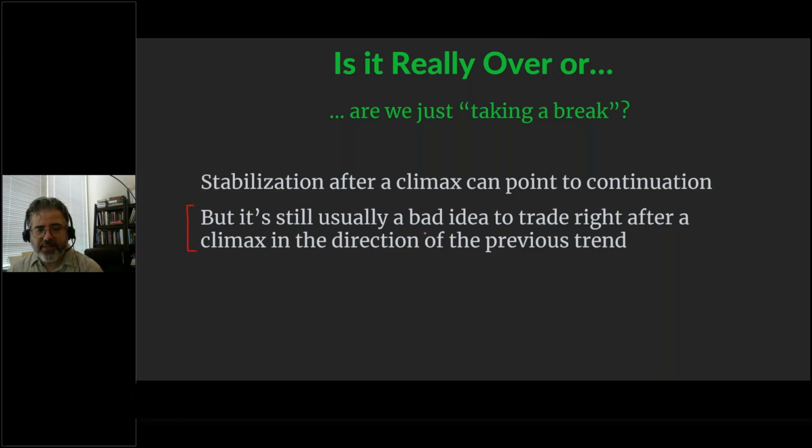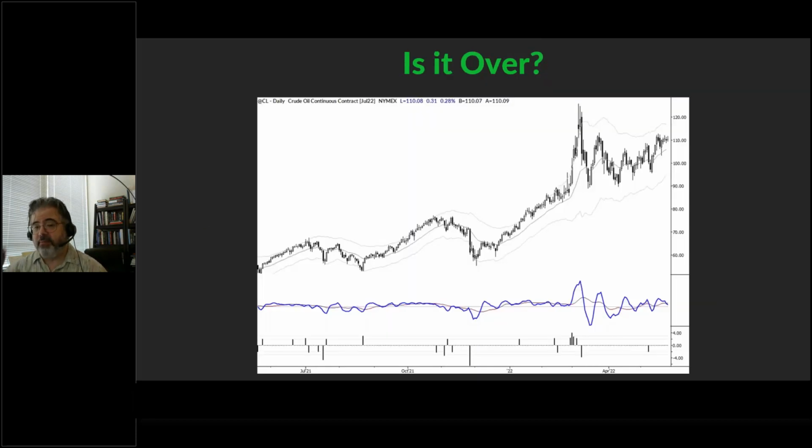When you see a climax, it's usually a very bad idea to trade right after a climax in the direction of the previous trend. You want to be super careful. But here's a current example of where you might be able to trade in the direction of a climax. This is crude oil as of yesterday's close. This is clearly climactic, right? Look at this action. You look at the slope of trend. You've been trending here, and then you go almost vertical.